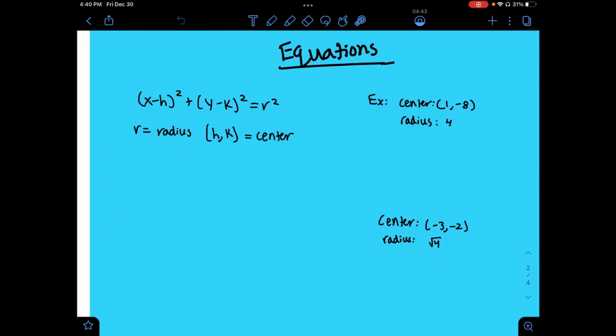It's going to give us the center and the radius. So we're still writing the general form first. So (x minus h) squared plus (y minus k) squared is equal to r squared. So we're going to have x minus our x coordinate. So x coordinate is 1, so x minus 1 squared plus y minus negative 8 is going to equal plus 8. And our radius is 4, but you have to square it, so it's going to equal 16.